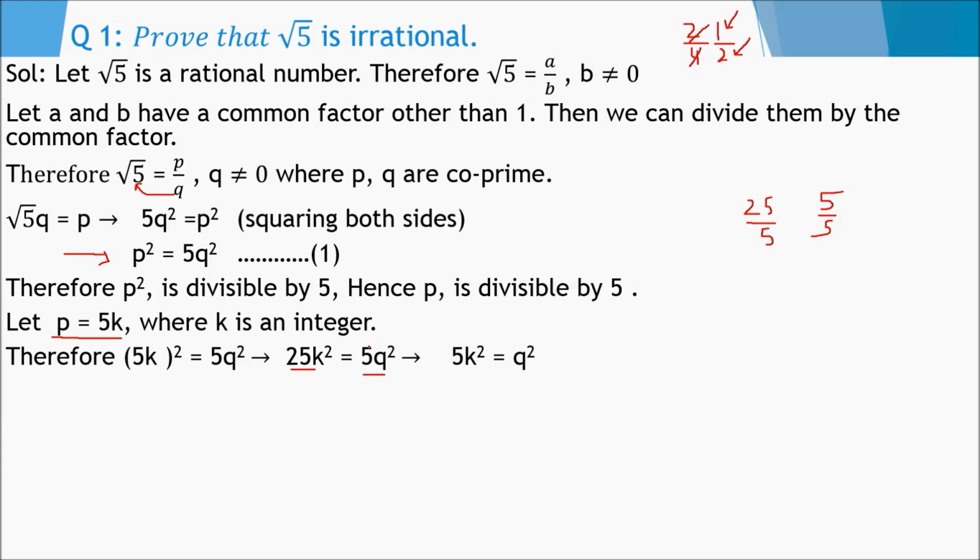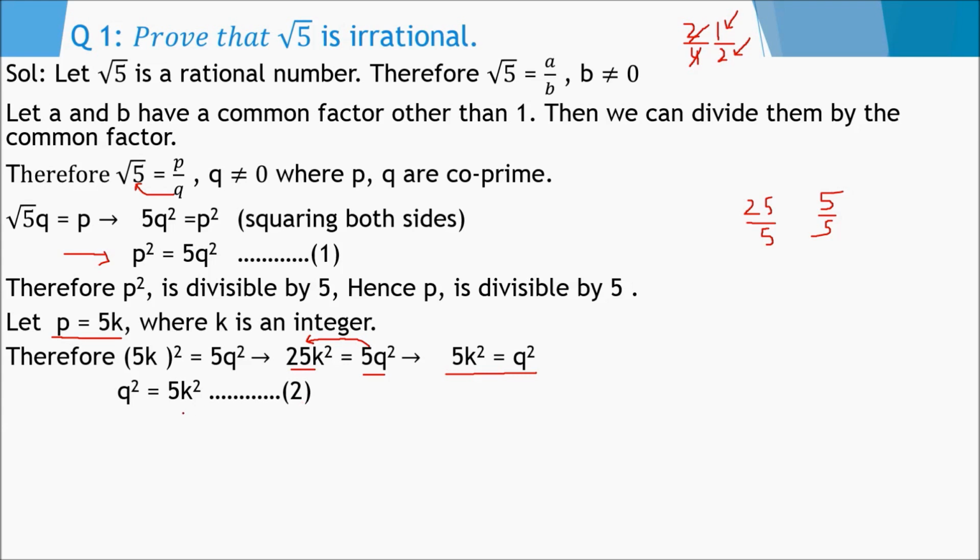Now shifting this 5 toward this side, it will get divided. So we will get 25 divided by 5, which is equal to 5. So the equation we will get will be 5k square is equal to q square, or we can write it as q square is equal to 5k square. We take it as equation number 2.